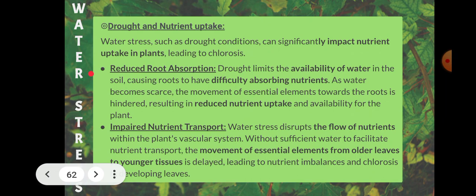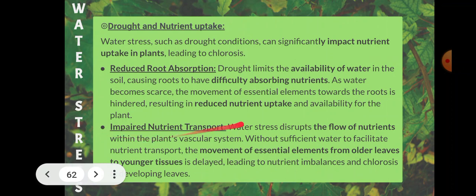In case of a drought, the availability of water is limited in the soil, and this causes the roots to face difficulty in absorbing nutrients. And as the water becomes scarce, the movement of essential elements towards the roots is hindered or stopped, and it results in reduced nutrient uptake and availability for the plant to utilize.